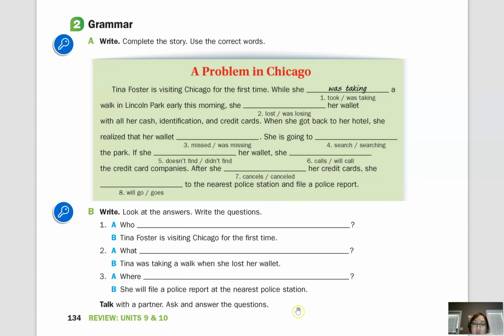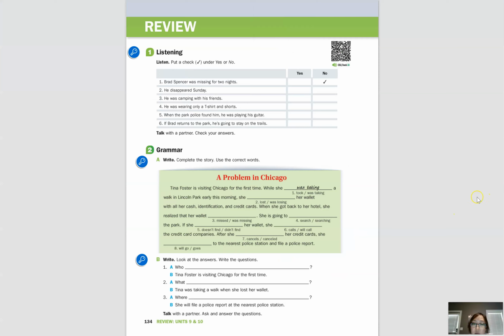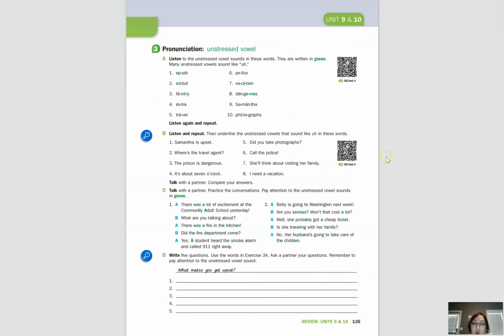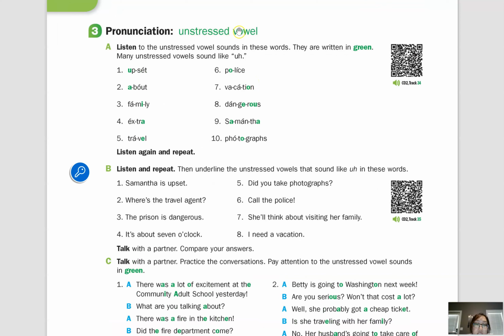Okay, so we are now going to go to the next page, which is a pronunciation activity, pronunciation practice. Let me go back to the one-page format, and we're going to practice unstressed vowels. Listen to the unstressed vowels, the vowel sounds in these words. They are written in green, as you can see.